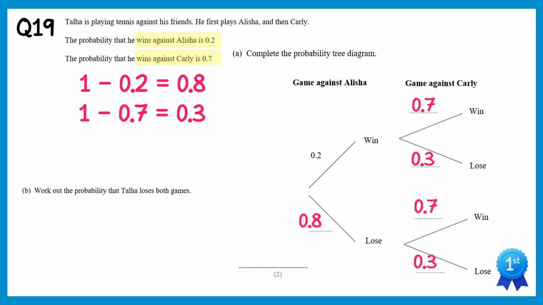For part B, we need to find the probability that he loses both games. This means he loses the first game and also loses the second game. So we multiply these probabilities. 0.8 times 0.3 is 0.24.